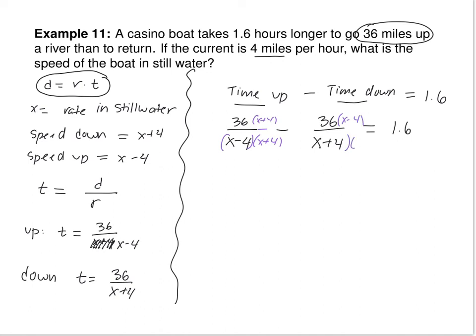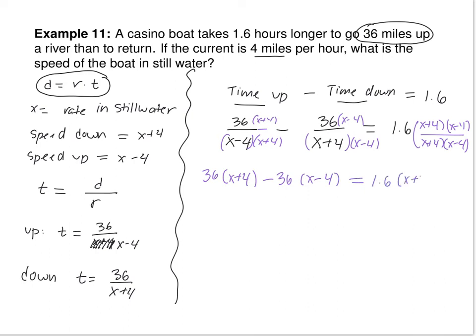X can't equal 4. Yep. And the last one on the right gets multiplied by both of them, right? x plus 4, x minus 4 over x plus 4, x minus 4. I think I technically still have a minute. So that gives you 36 times x plus 4 minus 36 times x minus 4 equals 1.6 times x plus 4 times x minus 4. So everyone okay with that part of it? Okay.